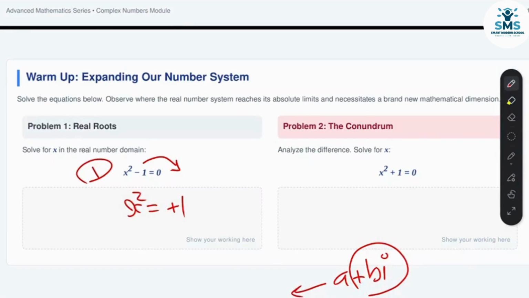And to get rid of the power 2, we need to take the square root of the two sides. Excellent. You know that the square root will be cancelling the power 2, and we use positive and negative, and the square root of 1 is 1.